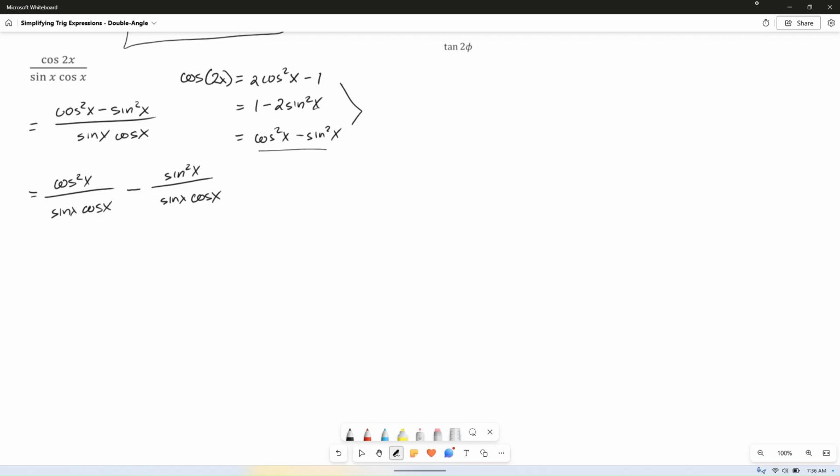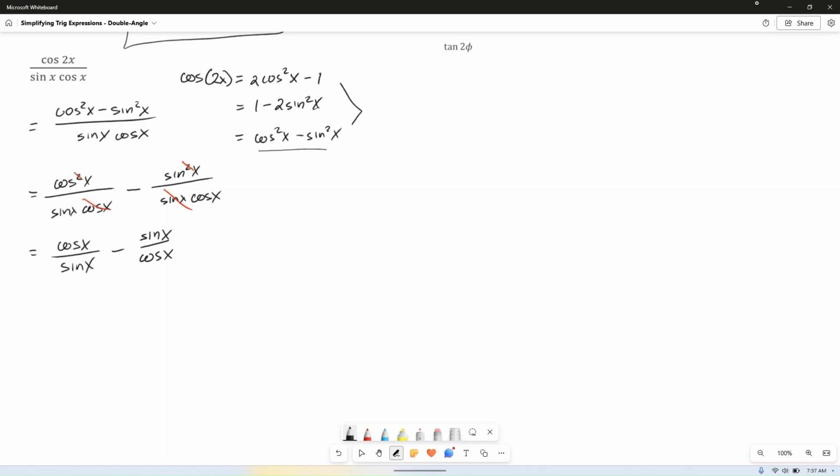In our first fraction here, we can reduce the cosine squared with the cosine. So the squared is going to go away, and it's going to cancel with the cosine in the denominator. And so we're going to be left with a cosine x over sine x. In the second fraction, basically the same thing is going to happen: the sine squared is going to reduce with the sine in the denominator. And so we're going to be left with a sine over cosine. So we have the cosine of x over sine x minus sine x over cosine x.